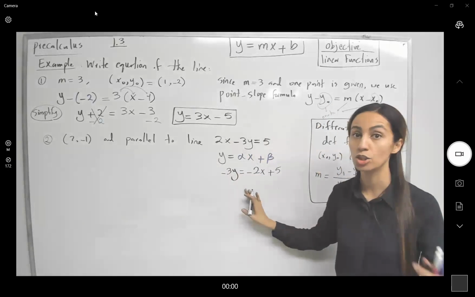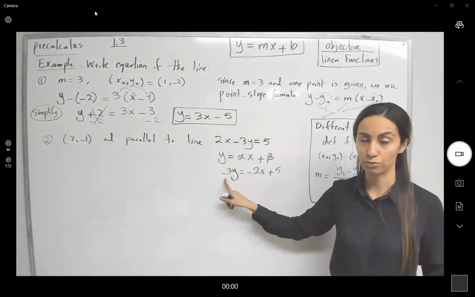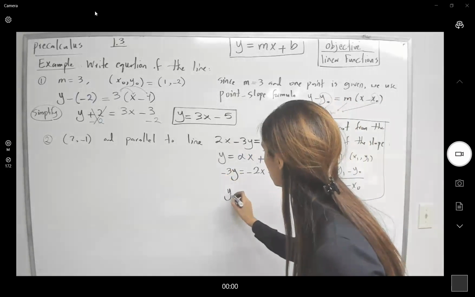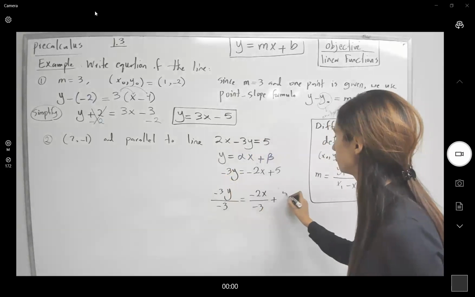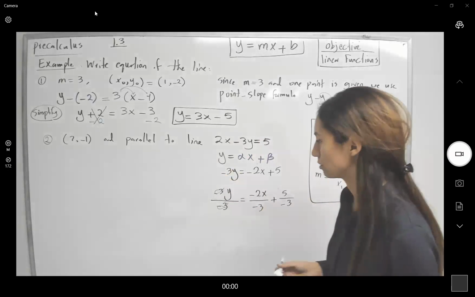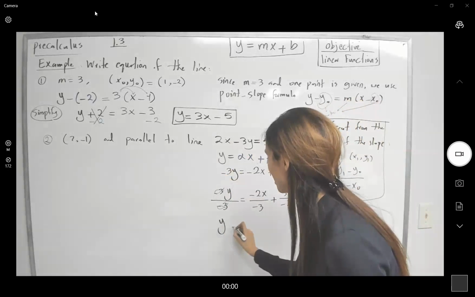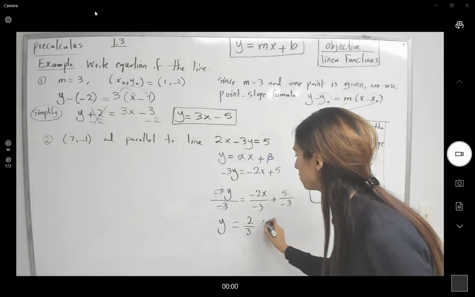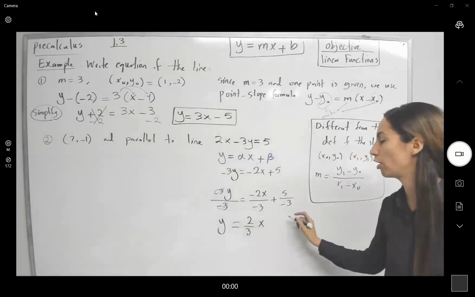Are we done yet? No. Guys, you have to have y isolated on one side. So to get rid of negative 3, you divide everything by minus 3. So y, negative 3 divided by negative 3, equals negative 2x over negative 3 plus 5 over negative 3. Negative 3 and negative 3 are the same factor, so you can cancel them out. Hey, we isolated y on one side. This is my y equals. Negative divided by negative is positive, so you get 2/3 times x. And here you have 5 over negative 3, which is -5/3.